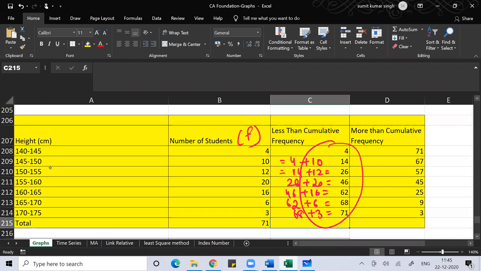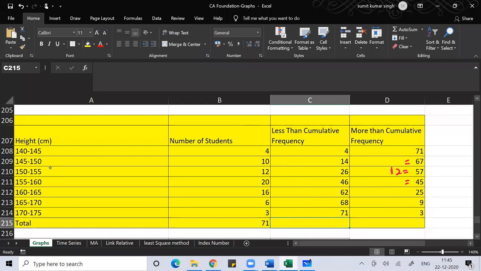Then the more than cumulative frequency is like this: this is 3, then 3 plus 6 gives 9, then 9 plus 16 is 25, then 25 plus 20 is 45, then 45 plus 12 is 57, then 57 plus 10 is 67, and 67 plus 4 is 71. I hope you understood this, less than and more than cumulative frequency. Yesterday we spent a lot of time understanding this.